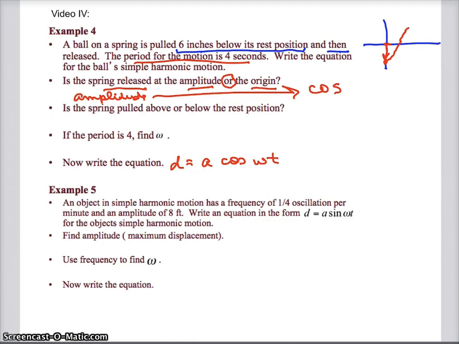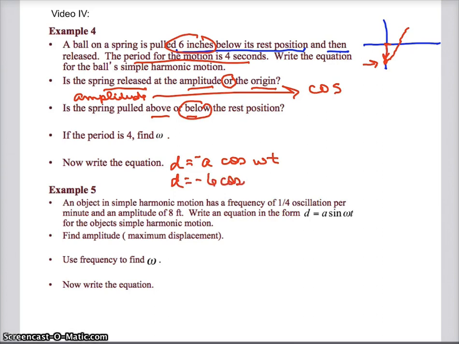Next, is the spring pulled above or below the rest position? In this case, it's pulled below, so that tells me that a is going to be a negative value. So I know that a is negative. How do we know the value of a? Well, we can look and see how far the ball was pulled. It was pulled 6 inches below rest, so a is -6.